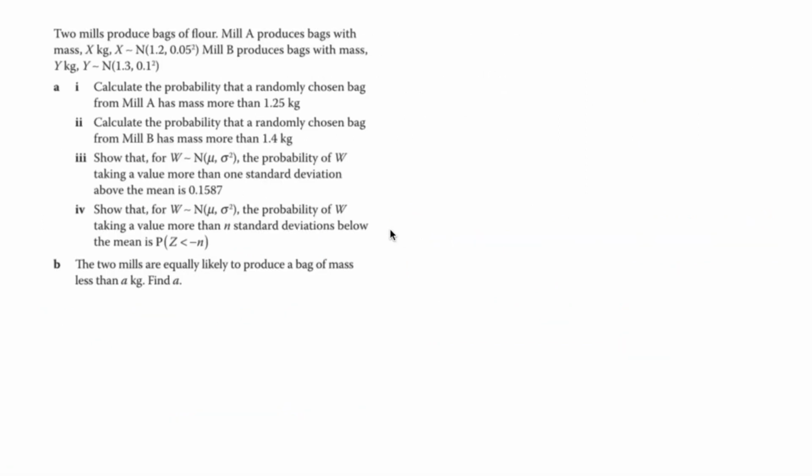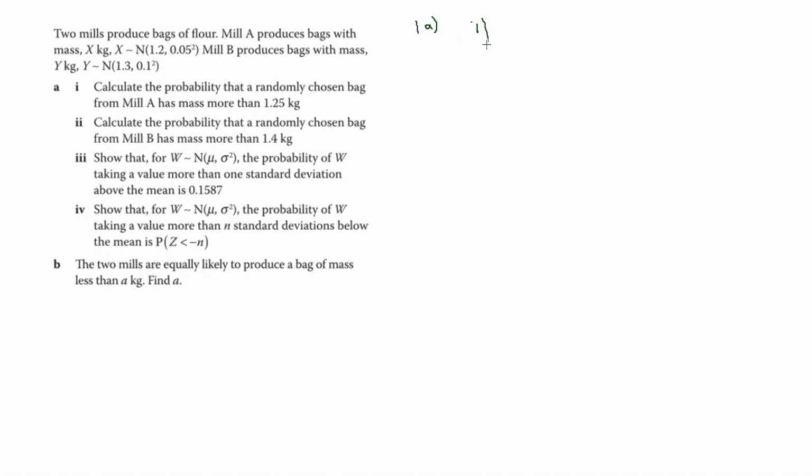So the final question we have here is all about two mills producing bags of flour. It says that mill A produces bags with mass X kilograms, which is distributed normally with a mean of 1.2 and a standard deviation of 0.05. Then mill B produces bags with mass, again normally distributed, with 1.3 as the mean and 0.1 as the standard deviation. So parts A i and ii are both about using the ideas that we looked at in the first questions we had today.